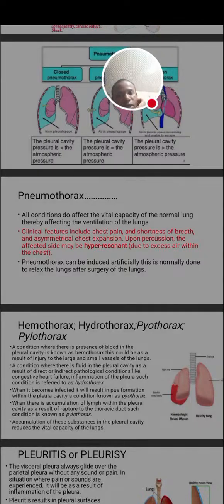The signs are chest pain, shortness of breath, asymmetric chest expansion, and upon percussion, the chest may be hyperresonant due to excess air within the chest. Pneumothorax can be induced artificially after surgery of the lungs.